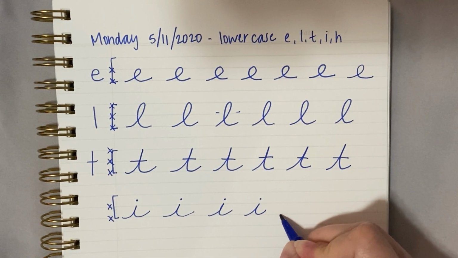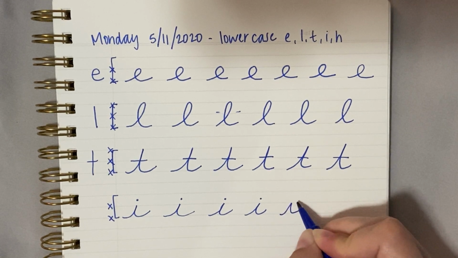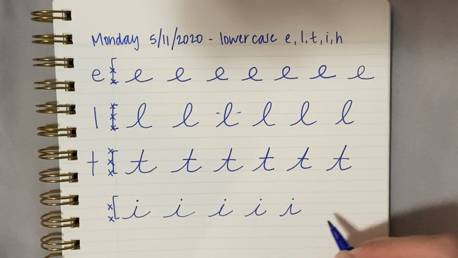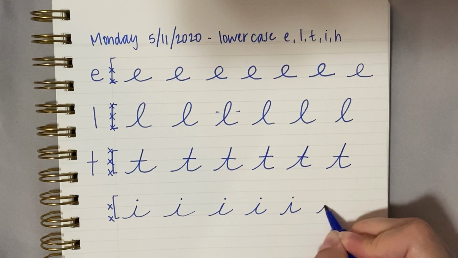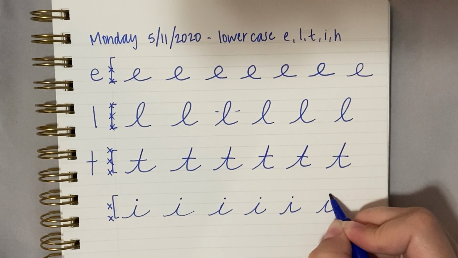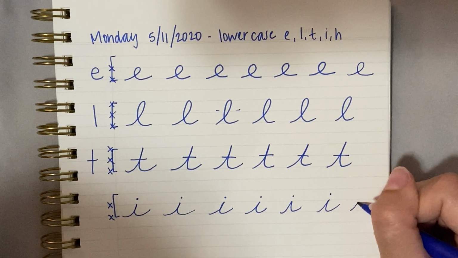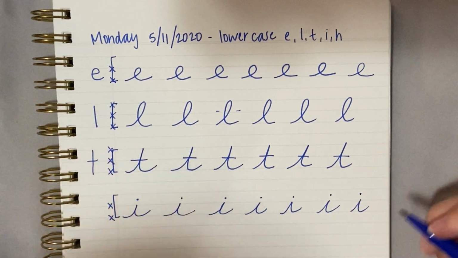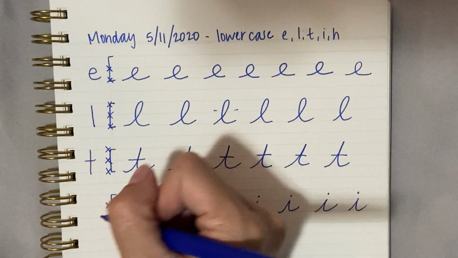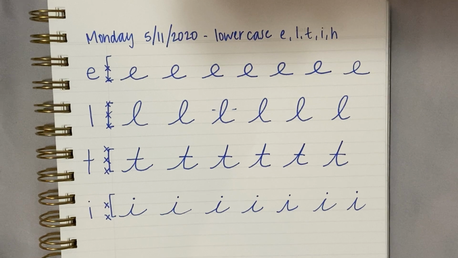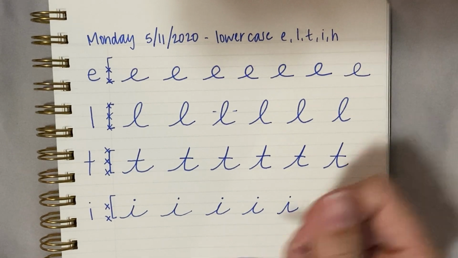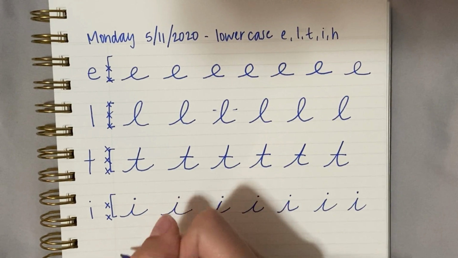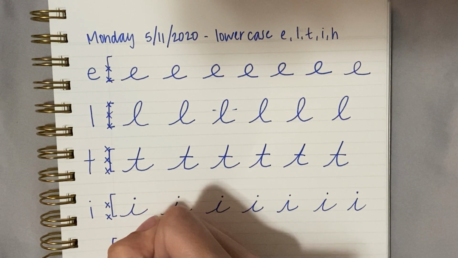So let's go back to the I's. Up to the midline. Boom, boom. Oh, I almost made that a little too wide. That's why we practice. Practice makes progress, right? Okay. All right. So that was the lowercase I. Now, the last letter that we're going to do is an H. So I'm going to go down.